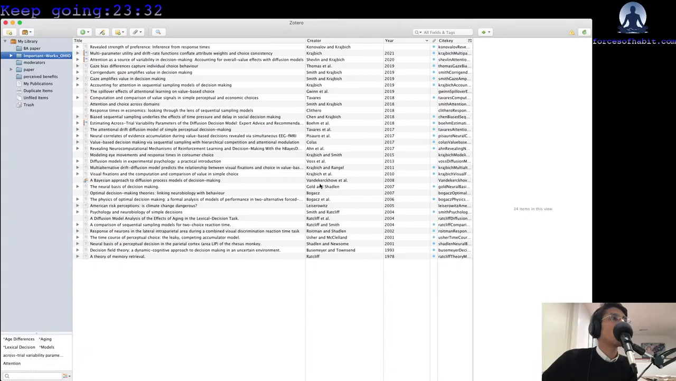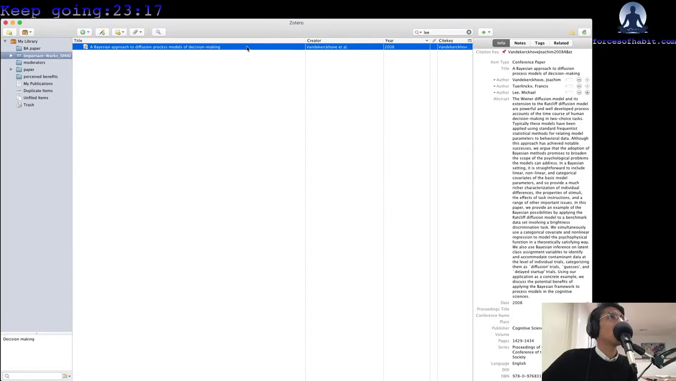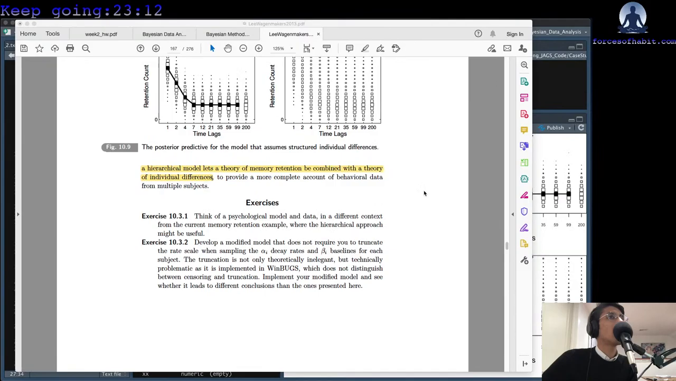Here we can do. Lee has some. One of the authors of this book. Nothing? Which paper is it? I want to show you guys a distribution or a schematic for a process that I'm interested in right now. Nope.